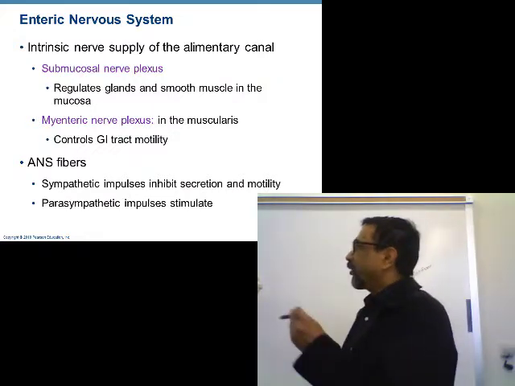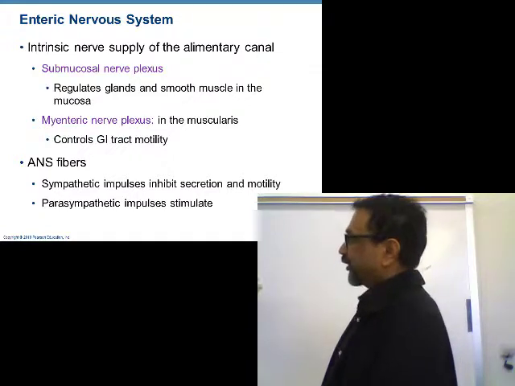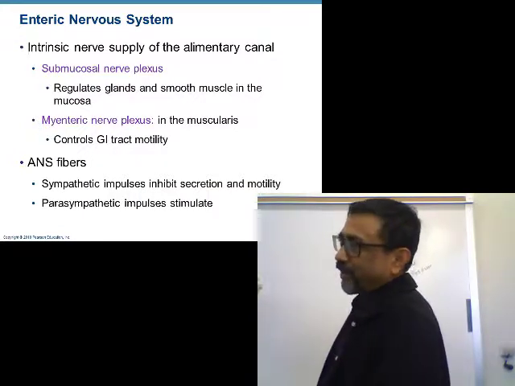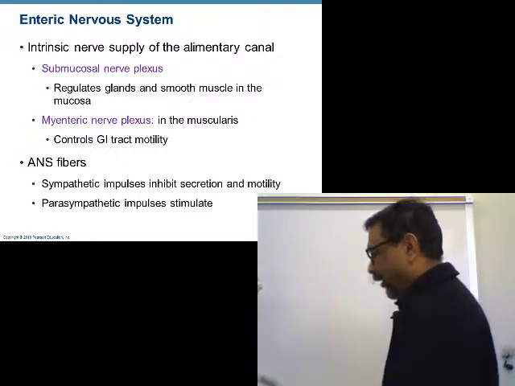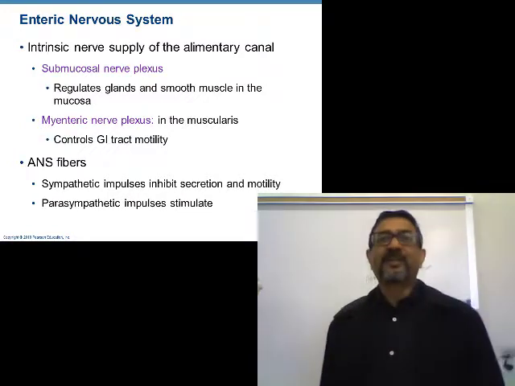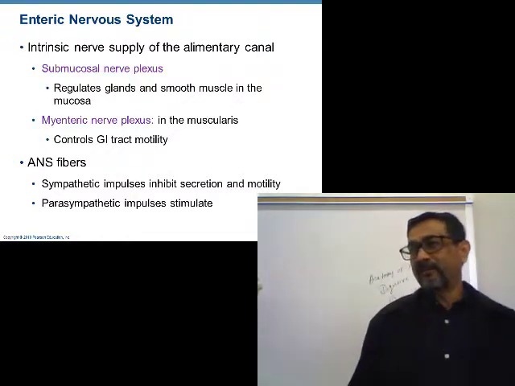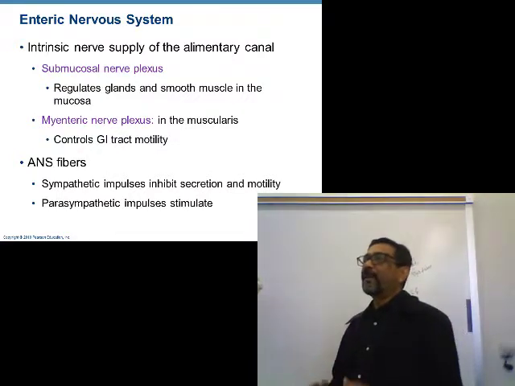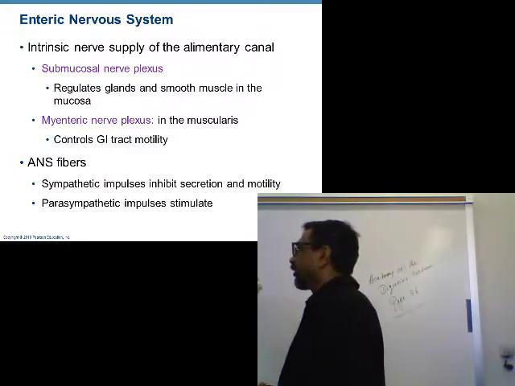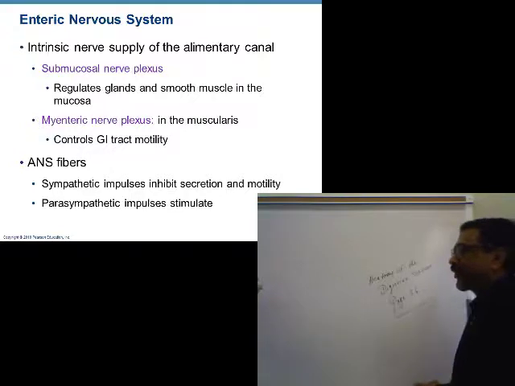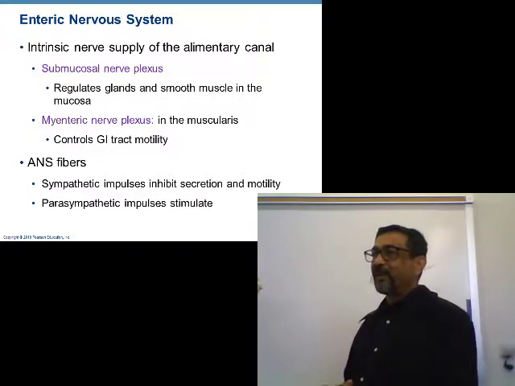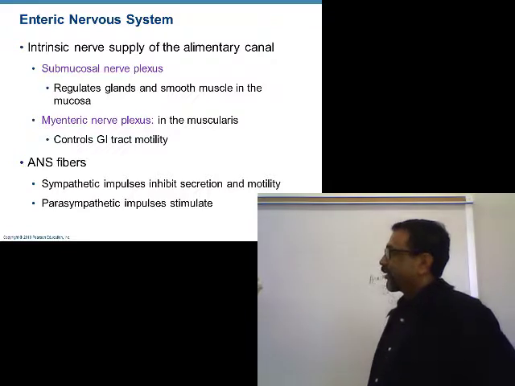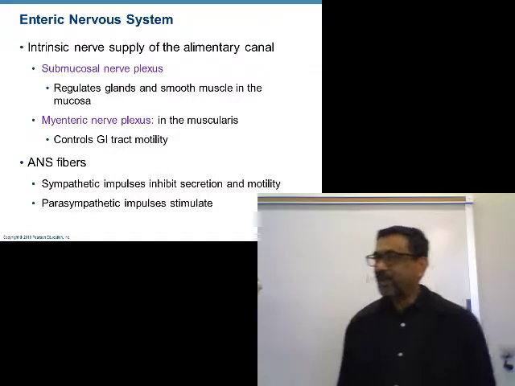And weak contraction is also controlled by this nerve plexus. Weak contraction and secretion. Another set of nerve plexus is present in the muscularis externa layer. And this nerve plexus mainly controls the movement, GI tract motility, because it is present in the muscularis layer. So you know that muscles help in the movement, right? So this one mainly regulates the motility or movement of GI tract.